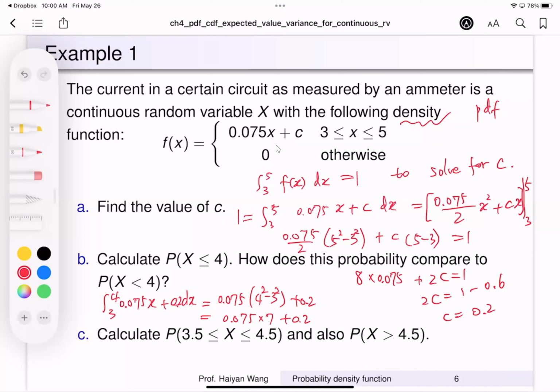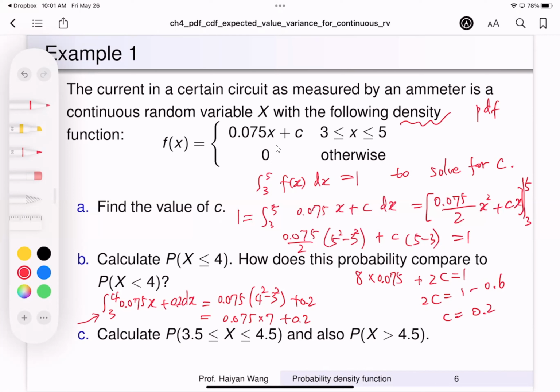Okay. The next one, calculate the probability between 3.5 and 4.5. This would be similar. You see, in the previous one, even though we only have x less than or equal to 4, for the lower bound we still put 3. That's because 3 is the lowest possible value for which f(x) is non-zero. Because the rest of f(x) is 0, so we do not put a negative infinity.